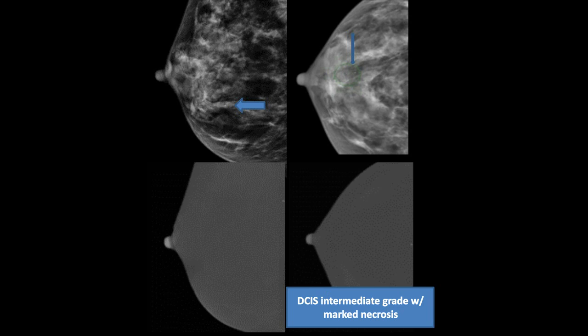On the other hand, here is a patient with similar appearing calcifications as the first patient, not a drop of enhancement. And whereas we were hoping maybe these were low-grade ductal carcinomas in situ, that was not true. This was intermediate grade with marked necrosis. So don't use contrast mammography to decide if you're going to biopsy calcification.